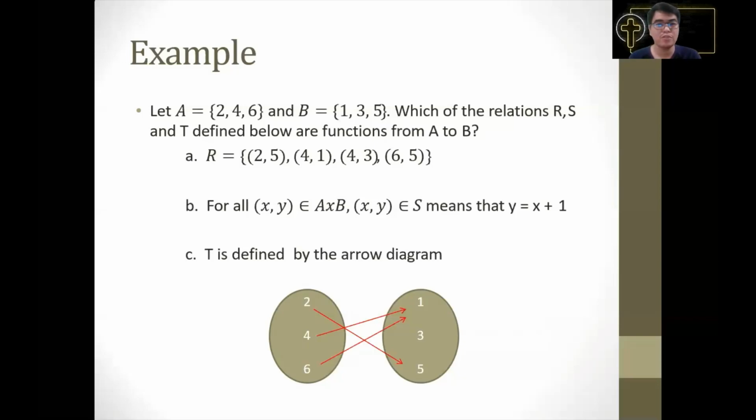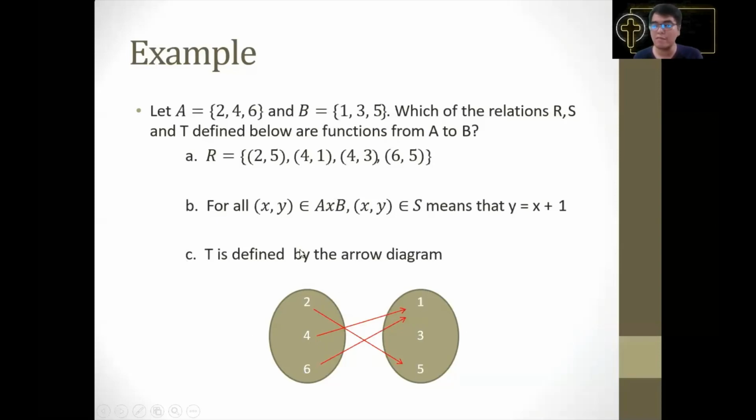If there are two elements in B that are paired with one element in A, then that's not a function. But if there are two elements in A that are paired with the same element in B, that is still a function. Like here in letter C, there are two elements in A, 4 and 6, that are related to one element in B, that is 1.